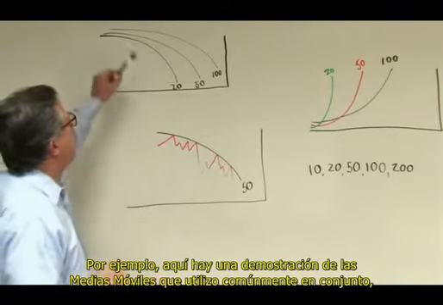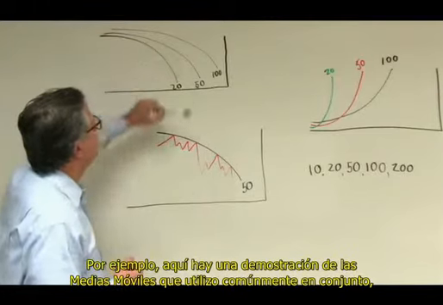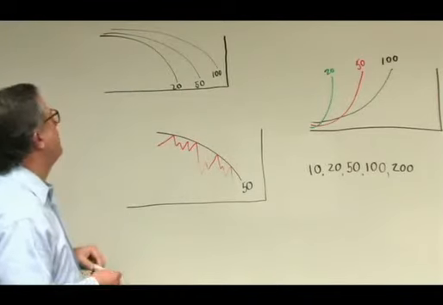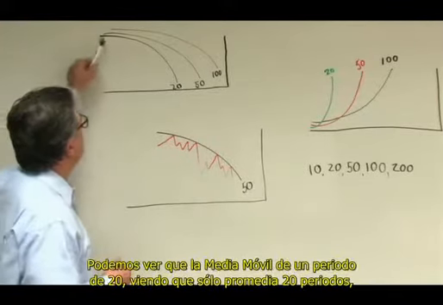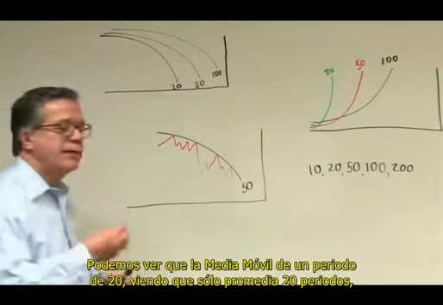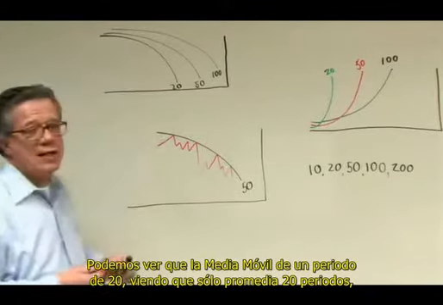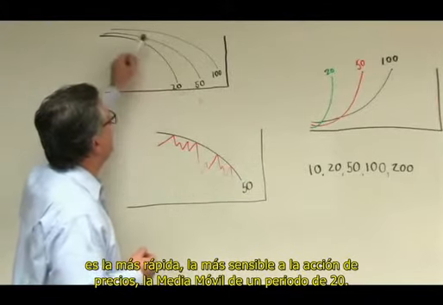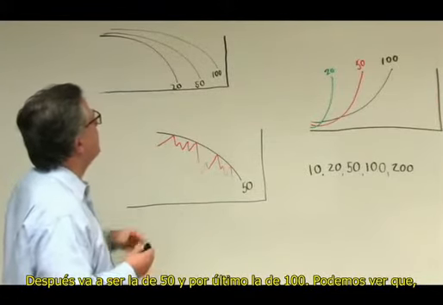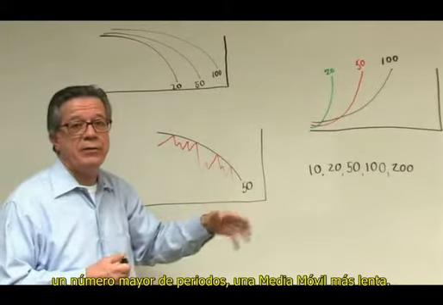For example, here's a rendition that I have here of the three moving averages that I probably use most often in combination anyway, the 20, 50, and the 100. And we can see that the 20 period moving average, seeing as it only averages 20 periods, is the fastest. That's going to be the most sensitive to price action, the 20 period moving average. Next is going to be the 50, and last is going to be the 100. So you can see the greater the number of periods, the slower the moving average is going to be.